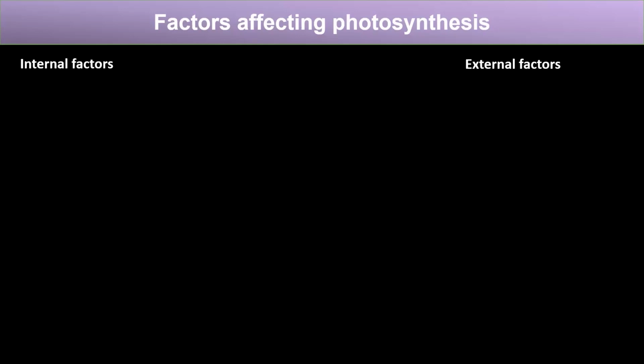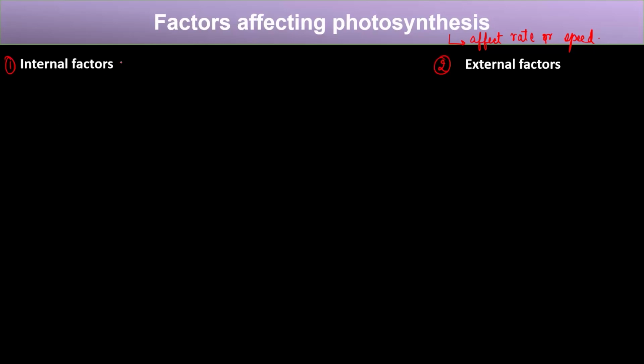Now, today we'll discuss the last topic of this chapter, that is factors affecting photosynthesis. These are the factors that affect the rate or speed of photosynthesis. So, these factors are of two types. The first one is the internal factors, and the second is the external factors.